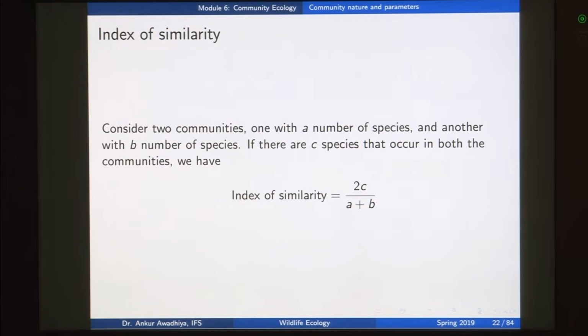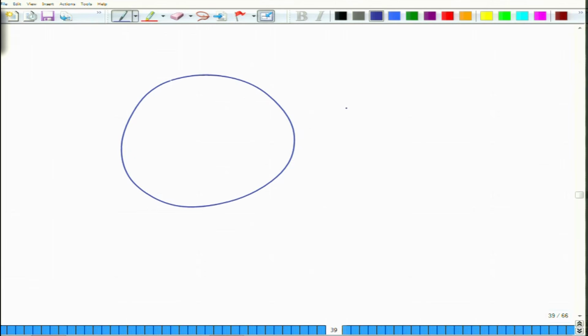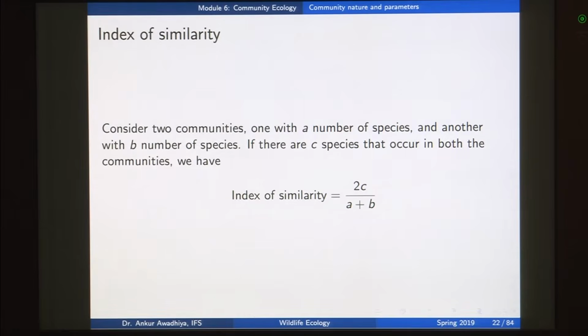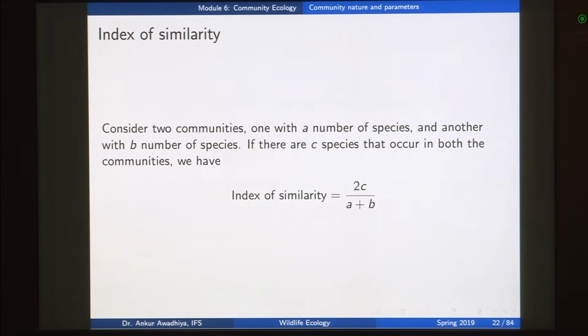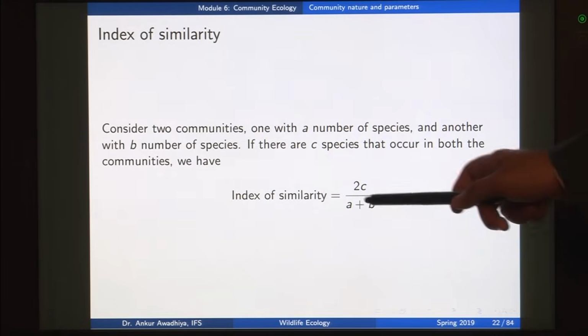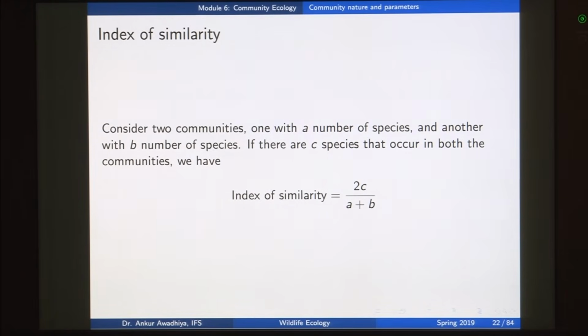The next thing that we can look for is the index of similarity. So, if you have 2 different communities, let us say you have this community and this second community, we can ask the question, how many species are there that are common between both of these communities in terms of the total number of species that are found in these 2 communities. So, index of similarity is given by 2c, where c is the number of species that occur in both the communities, divided by a plus b, where a is the number of species in the first community and b is the number of species in the second community.